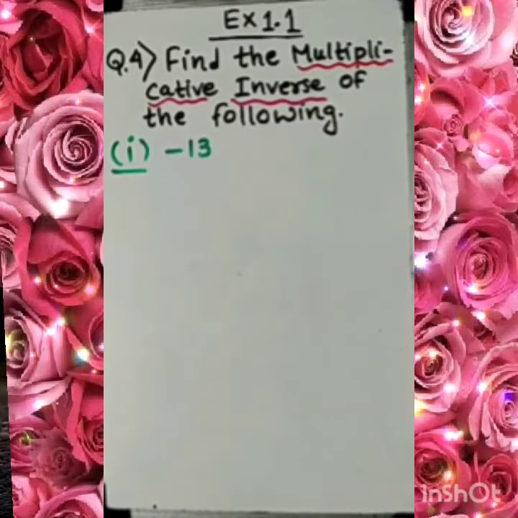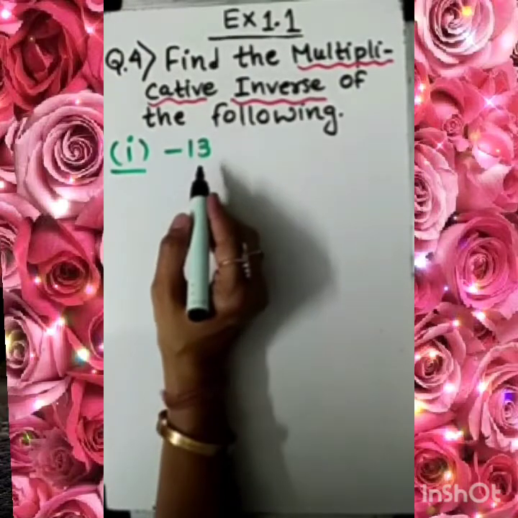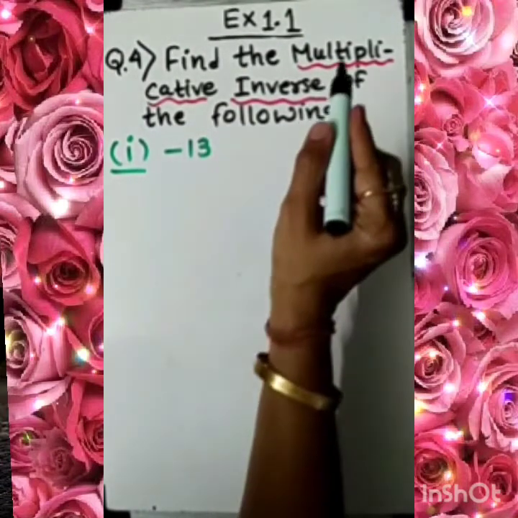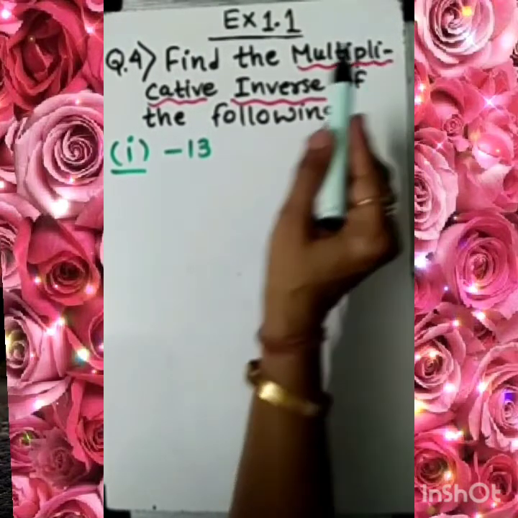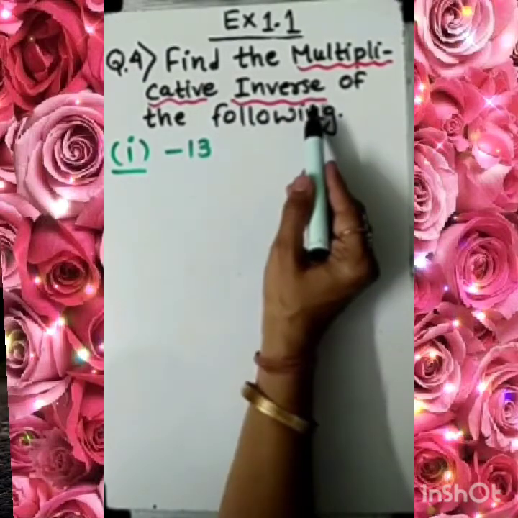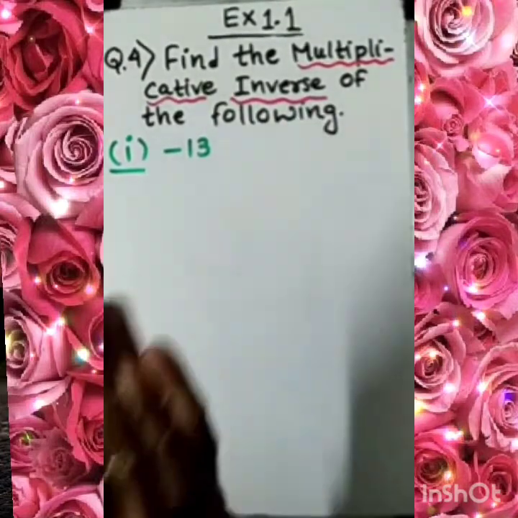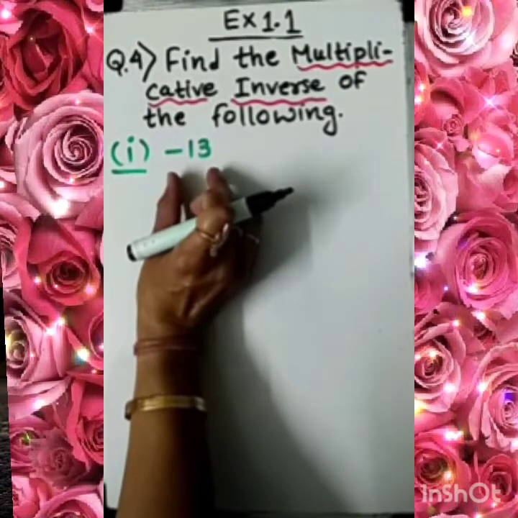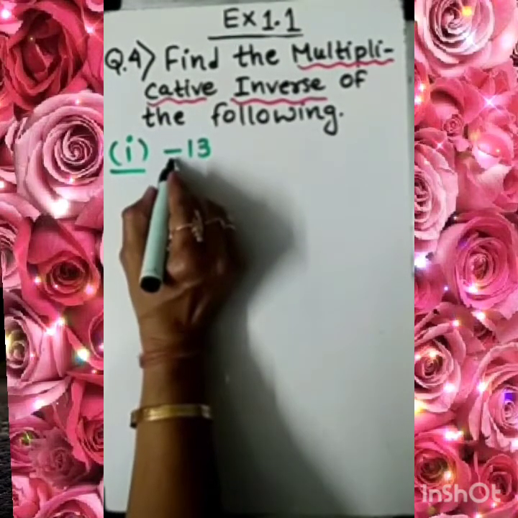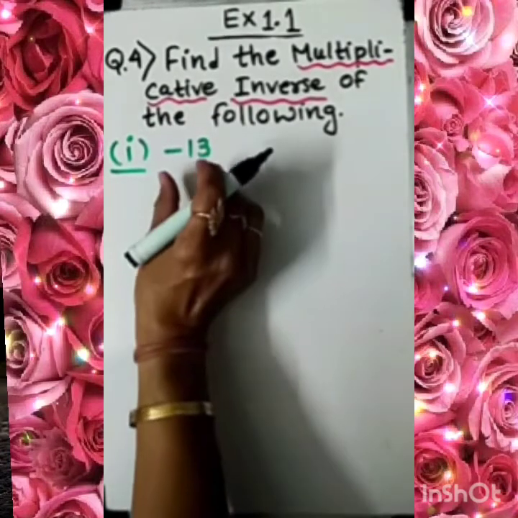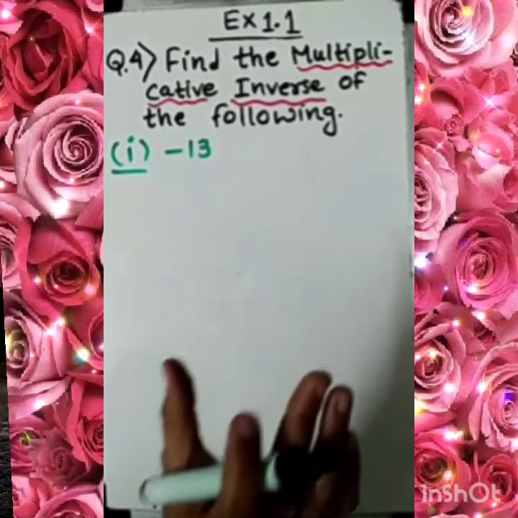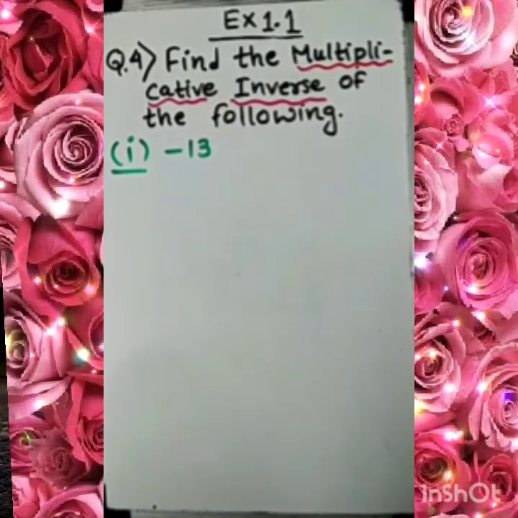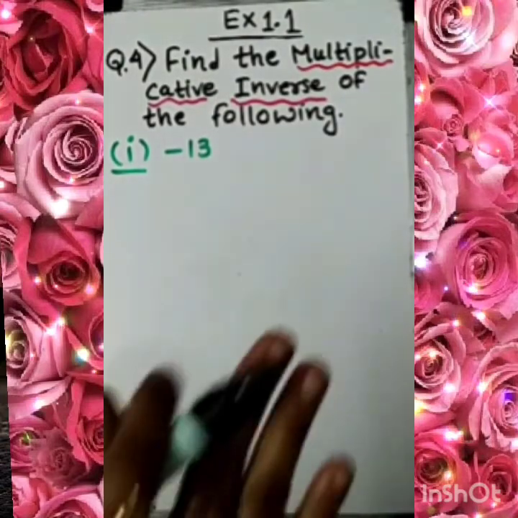So let's see how we could write this. First, we are given minus 13. Right? This number is minus 13. Now remember dear student, whenever we are writing multiplicative inverse, it doesn't matter with the sign. Whatever sign we are given in the question for that number, that sign will remain as it is for the multiplicative inverse. There isn't any change for the sign.